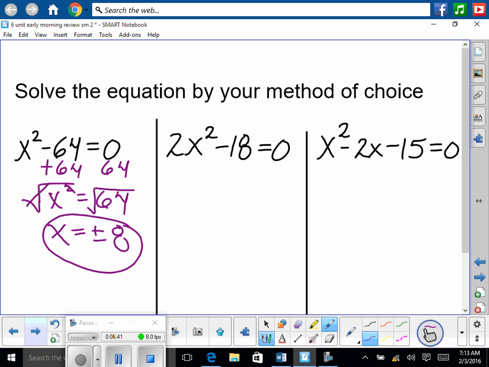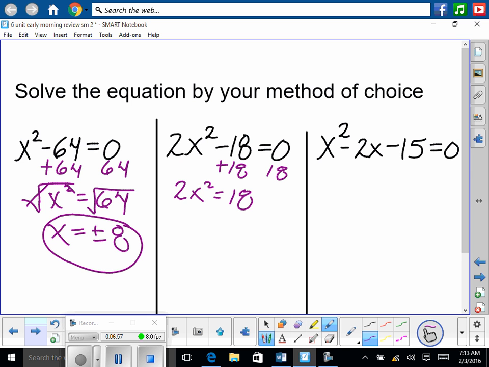Moving on to this one. So once again, looking at it, we have 2x squared minus 18 is equal to 0. We're missing the middle value of the x again, right? So, yep, same thing. Isolate x squared, so we'll add 18. So we have 2x squared is equal to 18.